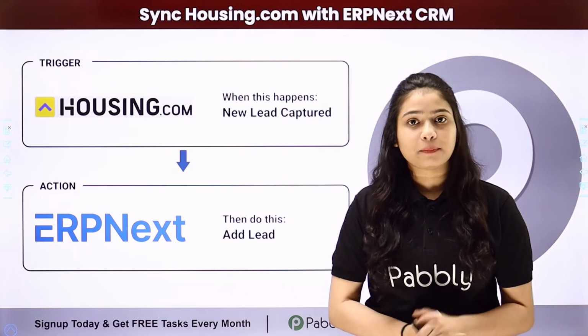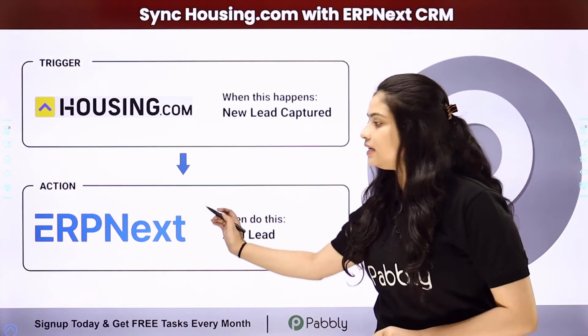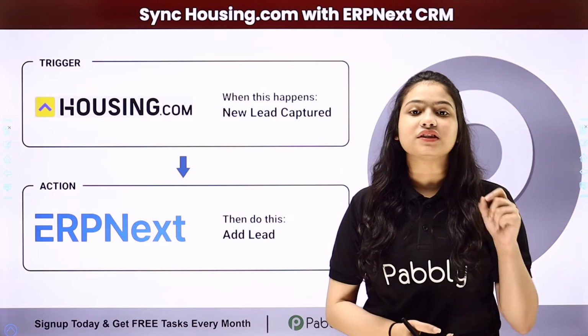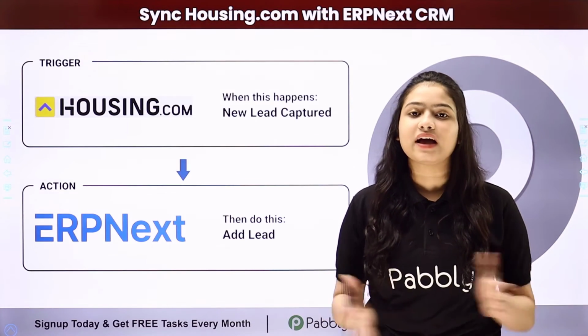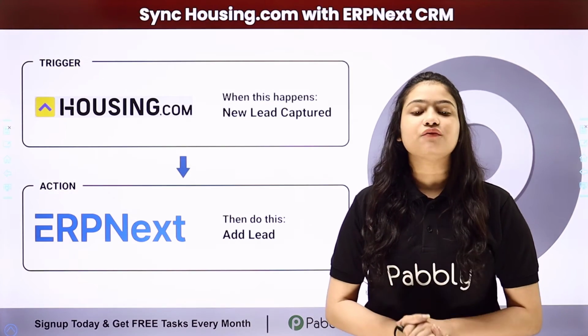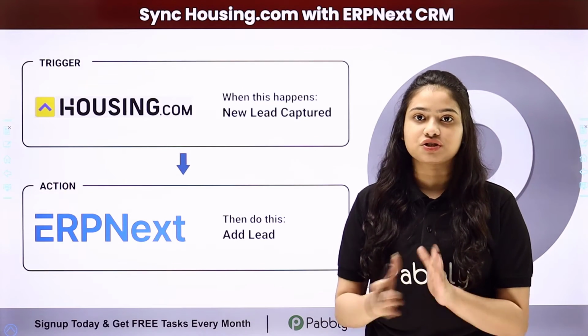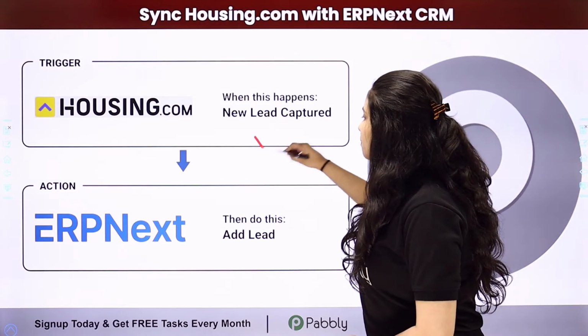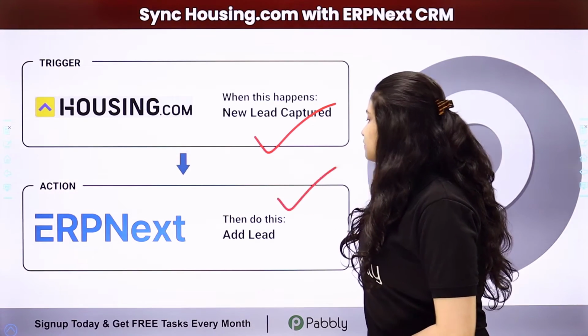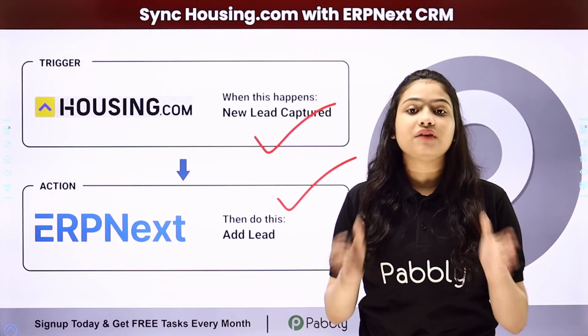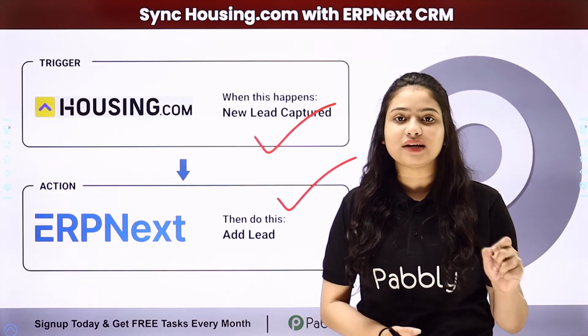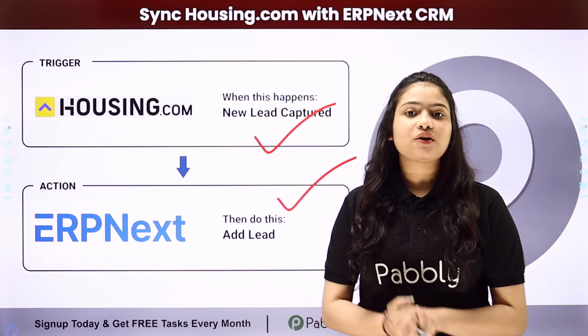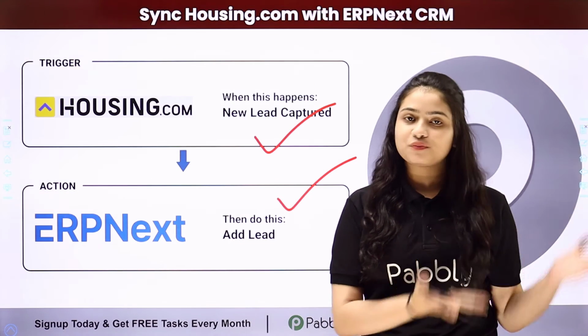For this, we will have to set up a connection between housing.com and ERPNext, and we are going to do that without any coding or programming skills with the help of Pabbly Connect. Pabbly Connect works on two principles, trigger and action. In trigger, we are going to take housing.com, and in action we are going to take ERPNext, which is an amazing CRM software, and we are going to connect both of them in order to automate this entire process. To learn the entire automation step by step, let me take you all to my screen.